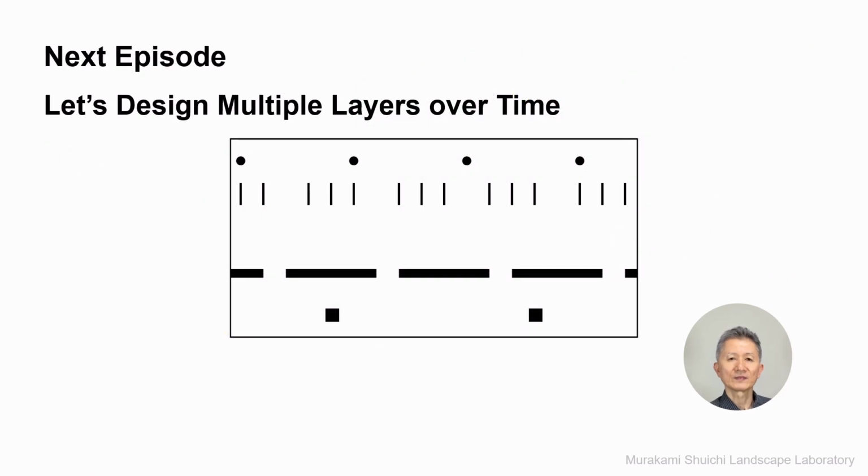Next time, instead of looking at overlapping layers in space, let us look at overlapping layers over time. In episode 10, we learned about designing landscape sequences. There, we explored how to design spatial compositions and working rules so that spatial changes, such as from closed to open, occur one after another over time. The next episode will also focus on designing landscape sequences.